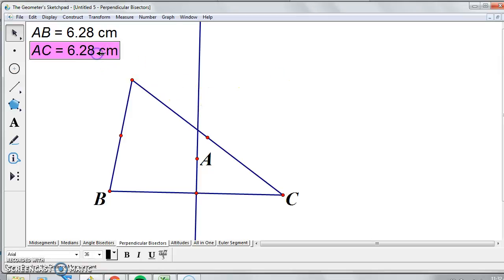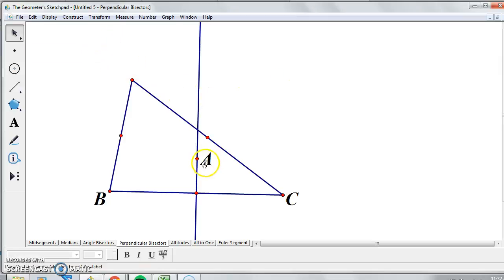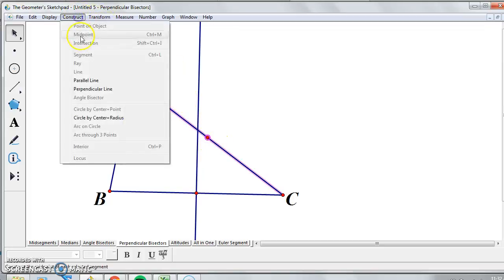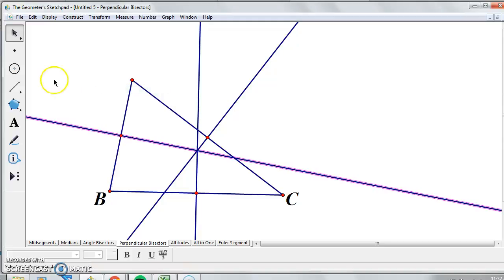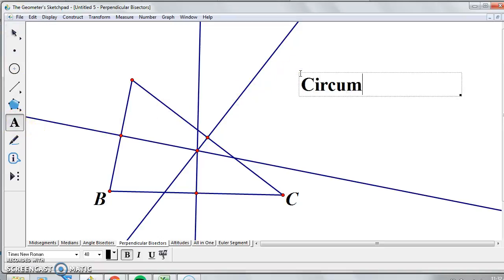Okay, that's the first thing we need to know. The next thing, I'm going to construct the other ones. Construct perpendicular, construct perpendicular. And I see once again that they are concurrent. The name of this point of concurrency is called the circumcenter.